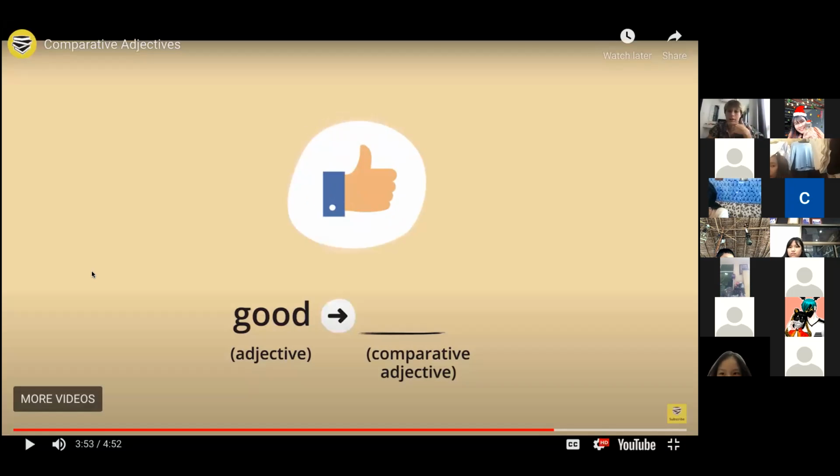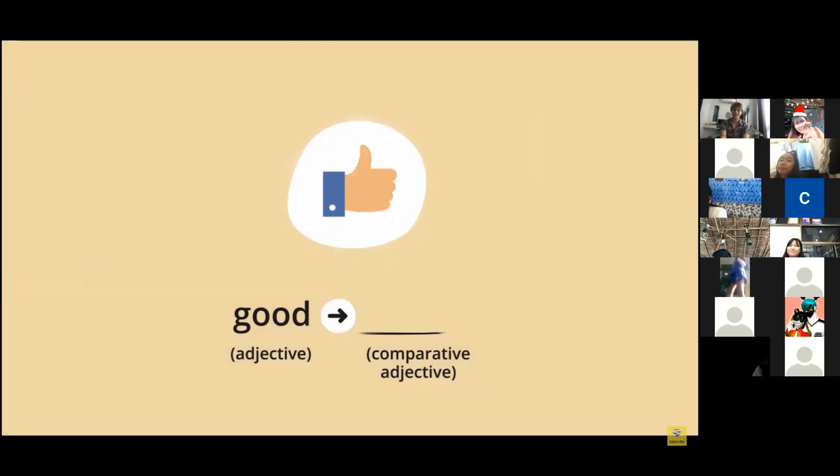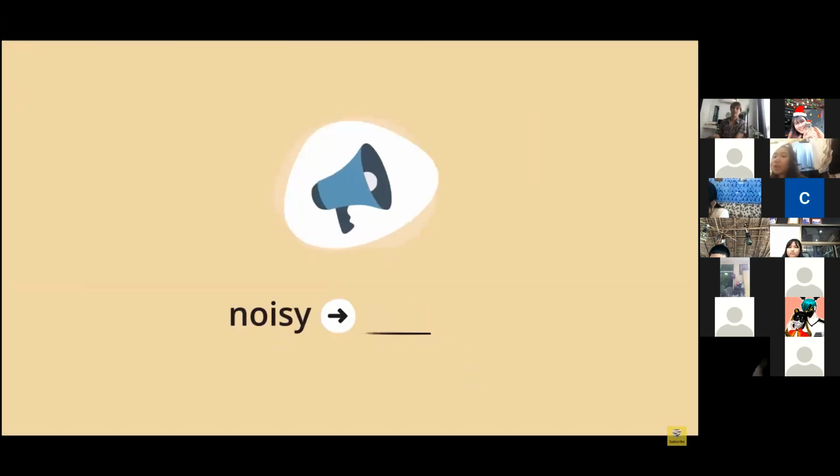This is one of our irregular ones. Good becomes, we're not gonna put more before and we're not gonna add er. We're gonna change the whole word. What does good become? Better. Very good, Tan Pom, better.